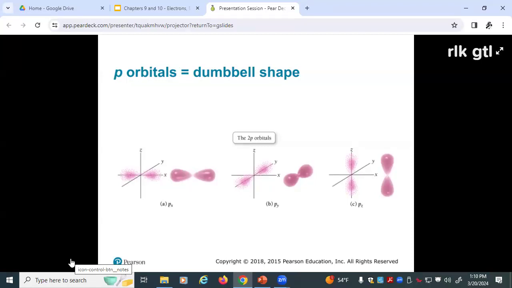Each one of those three can get a designation based upon how it's oriented. So if you're wondering why there are subscripts on those orbitals, those subscripts tell us how they're oriented in three-dimensional space. So the P sub x is on the x-axis. The P sub y is on the y-axis. P sub z is on the z-axis. But they all carry this dumbbell shape. It doesn't matter how they're oriented, they all have this dumbbell shape for that sublevel.